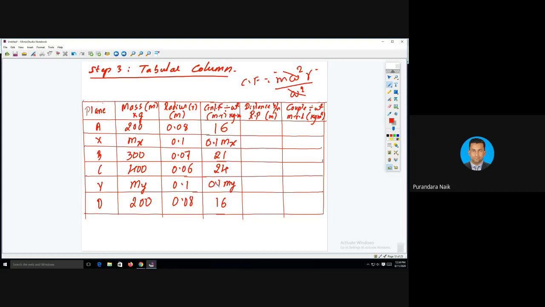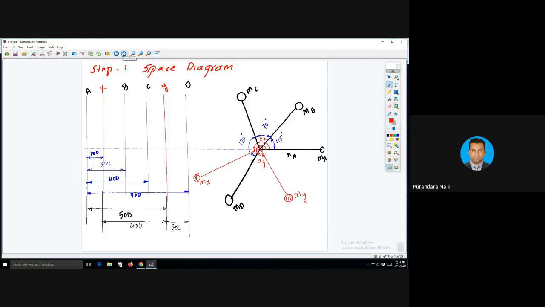That is distance from the reference plane. Here, the couple is nothing but force into distance. What is force? Force is nothing but a centrifugal force. Into distance, we have to take the couple about any arbitrary plane or arbitrary point. If you see the figure, this is the space diagram. Here we have 6 different planes. We need to take a couple about any arbitrary point. Either you can take A plane, X plane, B, C, Y, and D. Any plane you can take.